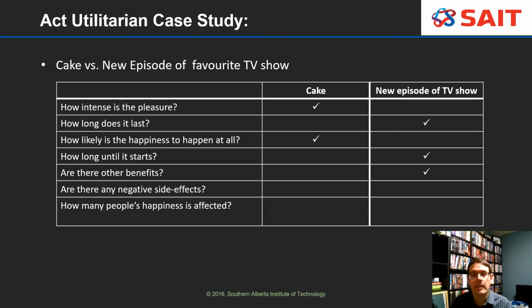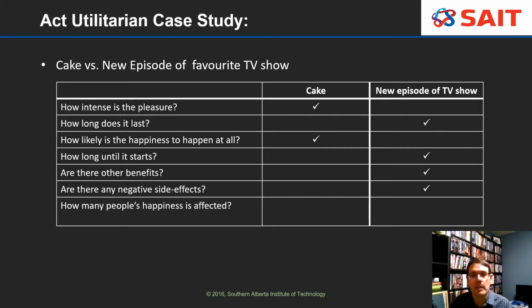On the other hand, when you eat the cake, there's not really a lot of long-term benefit. Whereas if you watch your favorite TV show, then you can talk about it to other people. You can think about how it inspires your fan fiction. So the new episode of your TV show probably brings you more utility in this sense.